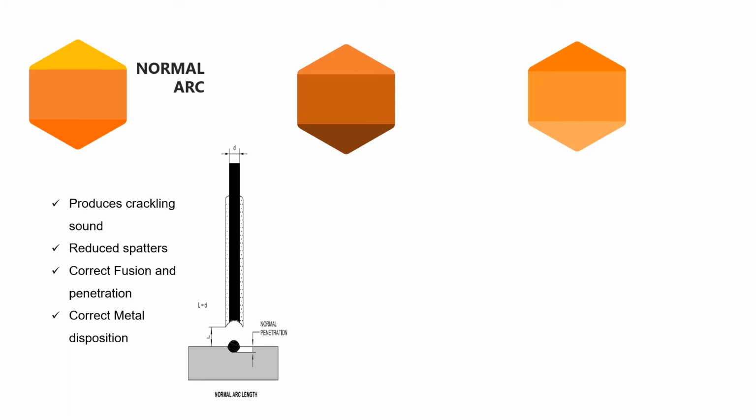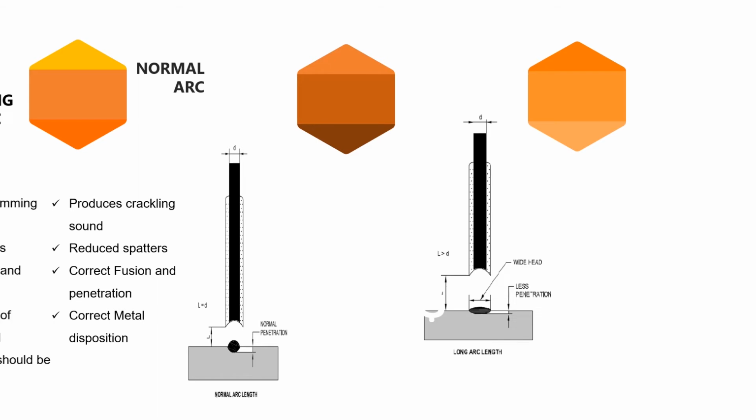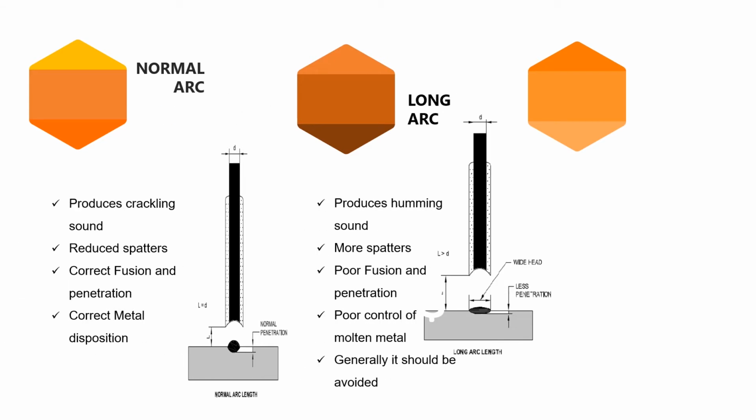Normal arc produces a crackling sound. It has reduced spatters, correct fusion and penetration, and correct metal deposition. Long arc produces a humming sound, more spatters, poor fusion and penetration, and poor control of molten metal.